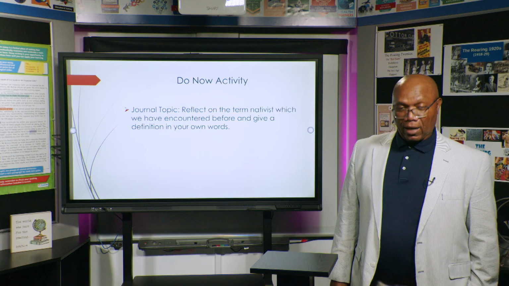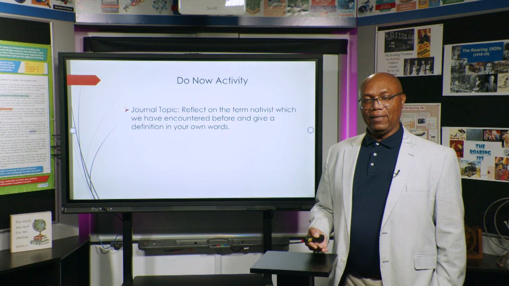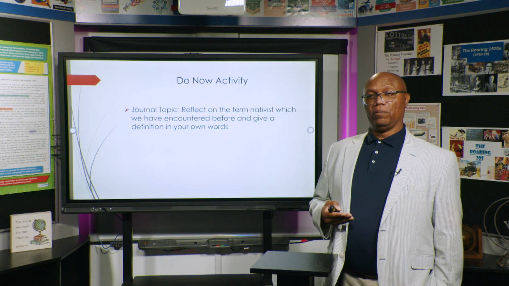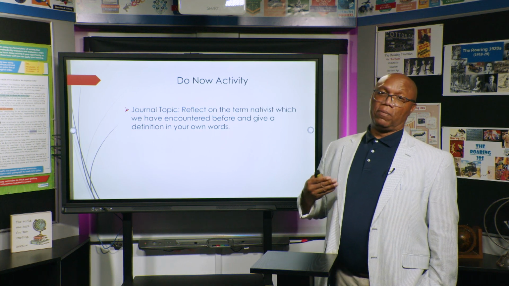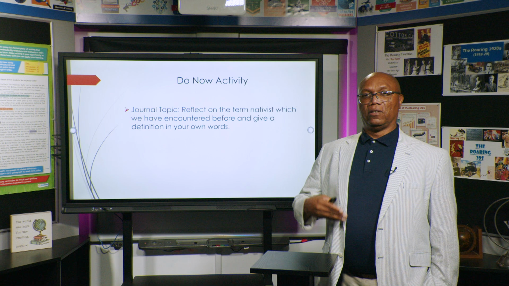Okay. As we said, a nativist is a person that believes that a country should be for its residents. It shouldn't necessarily be a country that allows a great deal of immigrants into the country. And they believe that the values of that country should be the values that everybody should ascribe to.